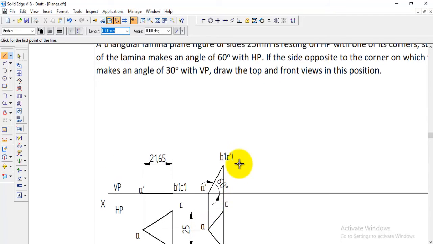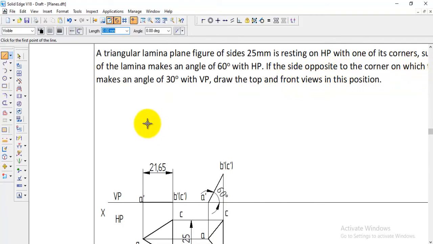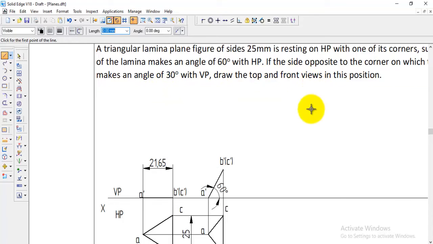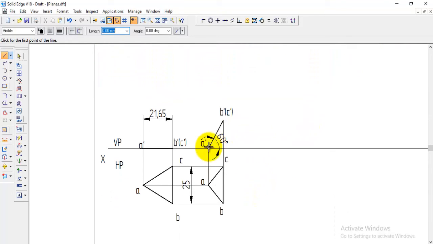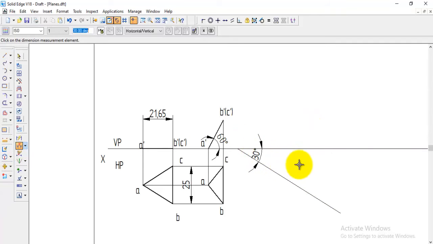And now the third step, what they have given: the side opposite to the corner on which the lamina rests makes an angle of 30 degrees with VP. That means the side opposite to the resting corner. Here the resting corner is A dash, and the opposite side is B dash C dash. That means here BC. This BC is inclined to VP at 30 degrees. So first we need to draw the 30 degree line here. We can enter the angle minus 30, and you can show the angle 30 degrees.